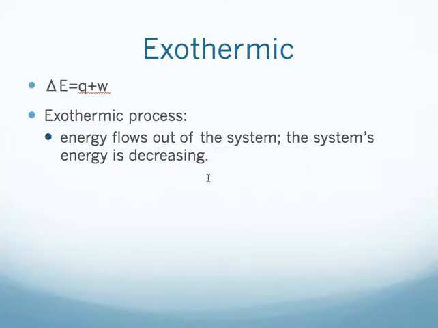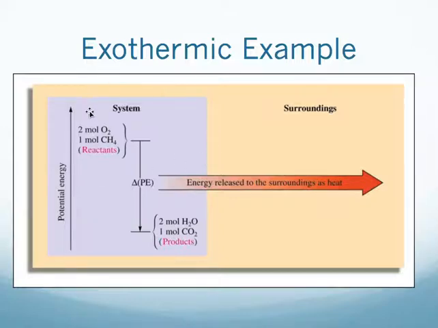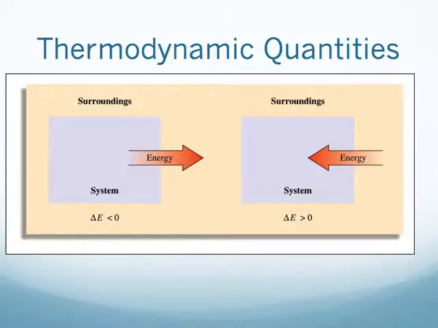In an exothermic process, energy flows out of the system, and the overall system's energy is decreasing. Right? So we talked about that. We have high potential reactants, low potential products, and the difference is released into the surroundings. So hopefully you see that difference there. Okay.